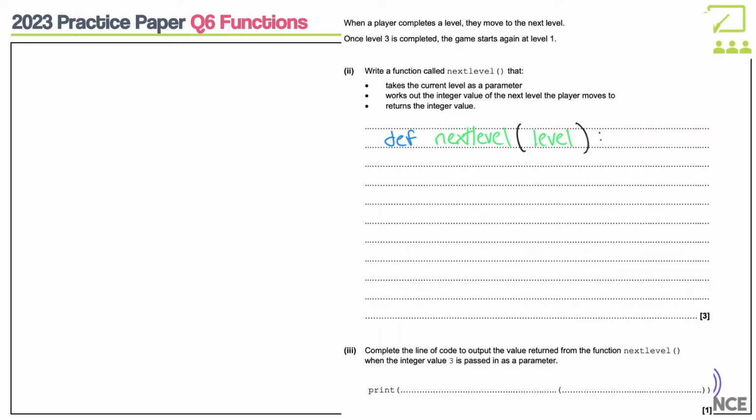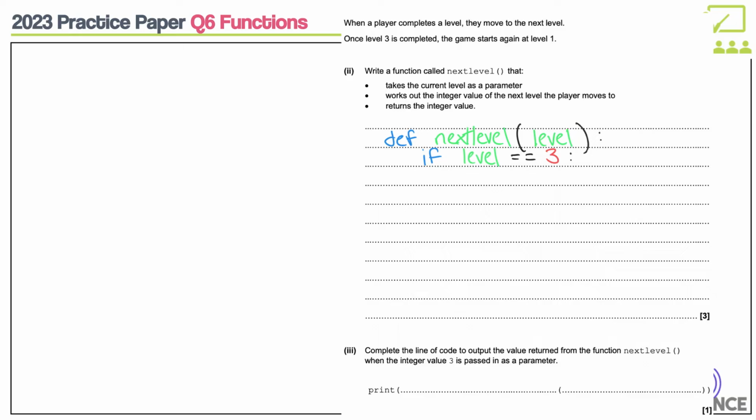So if it was 1 or 2, it just increases that level by 1 and returns it. Yes? If it's level 3, does it return level 4? No. So what's the special case? Which is the one that's different? 3. So if level is equal to what? What's the special case? Which was the one that was different? 3. If it is 3, what do you do? Why am I not putting speech marks around the 3? Because it's an integer.